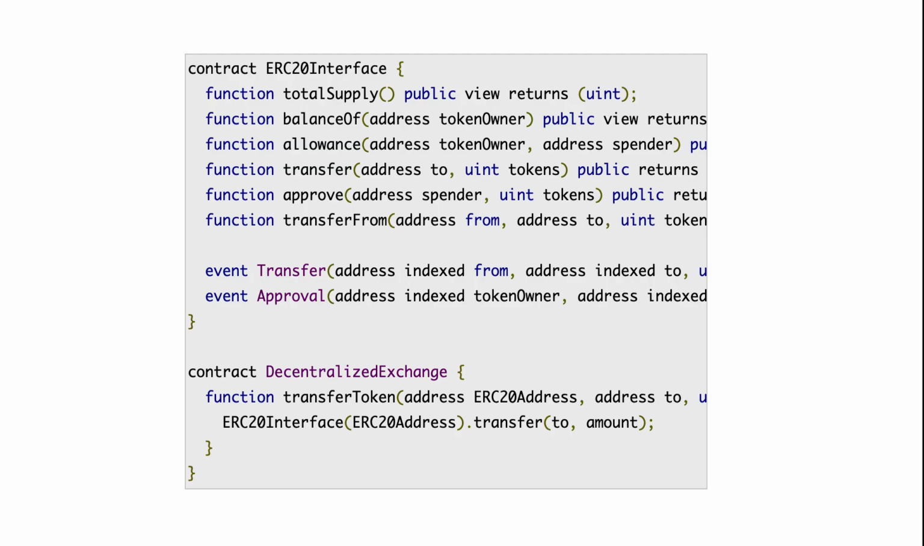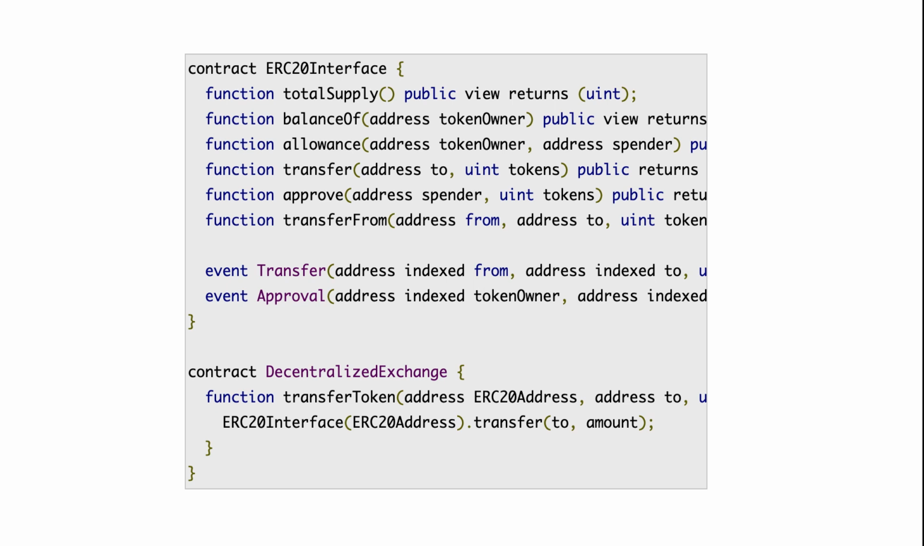How to transfer ERC20 tokens. In this example, there are two contracts. First, there is the interface for ERC20 tokens, and then I have another smart contract that I call decentralized exchange. This decentralized exchange smart contract has a function transfer token that allows anyone to transfer its ERC20 token to another address.